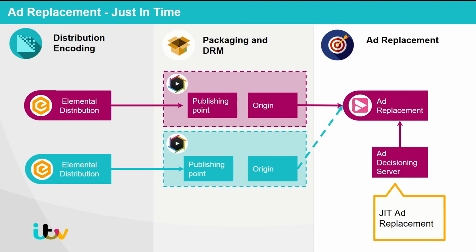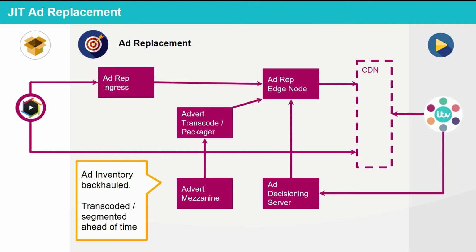We have a model of serving just-in-time ad replacement. So the decision for every single viewer as they arrive at the break is made as they arrive at the break. That leads to a particular architecture, so I'm going to do a little bit more of a deep dive into that. The entire ad inventory for our system is backhauled into the ad replacement system as mezzanine files, and ahead of time it's packaged and segmented and transcoded.